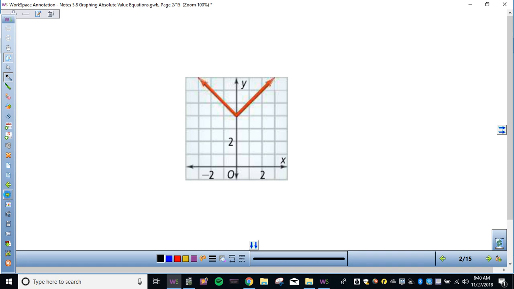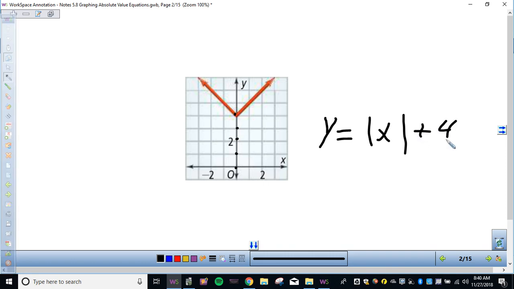So this would be y equals absolute value of x, right? That's the parent function. The only change, we're moving that up 1, 2, 3, 4. So it's just plus 4 at the end. Okay?